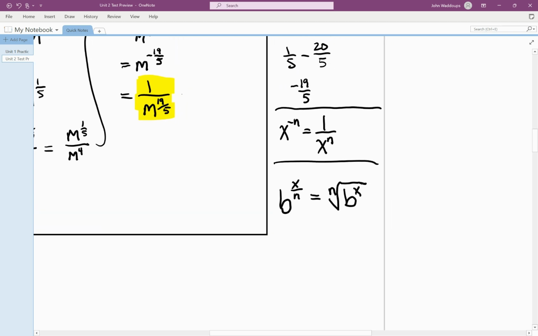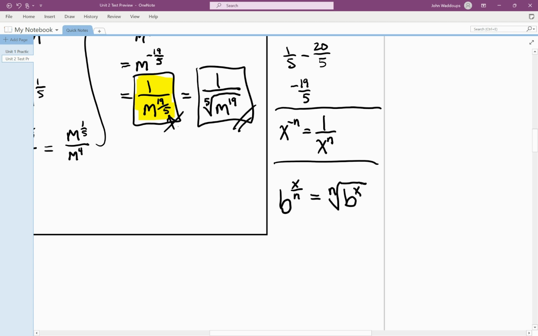So over here then, what have I got? 1 over, the 5 goes here as the index, and then I've got m raised to the 19th power. Those two are my answers: rational exponent form, and then this is in radical form, and they mean the same thing, just written in a different way.